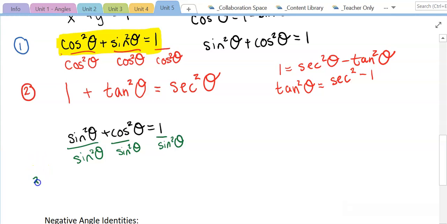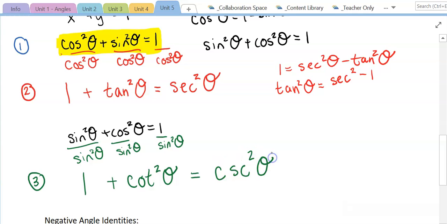That gives us our third Pythagorean identity. Sine squared divided by sine squared simplifies down just to 1. What does cosine squared divided by sine squared simplify down to? Cosine divided by sine, what does that become? Exactly, from above, cotangent squared theta. Perfect. And then 1 divided by sine squared is going to give us cosecant squared. Use that reciprocal identity from above. So that would be our third Pythagorean identity.